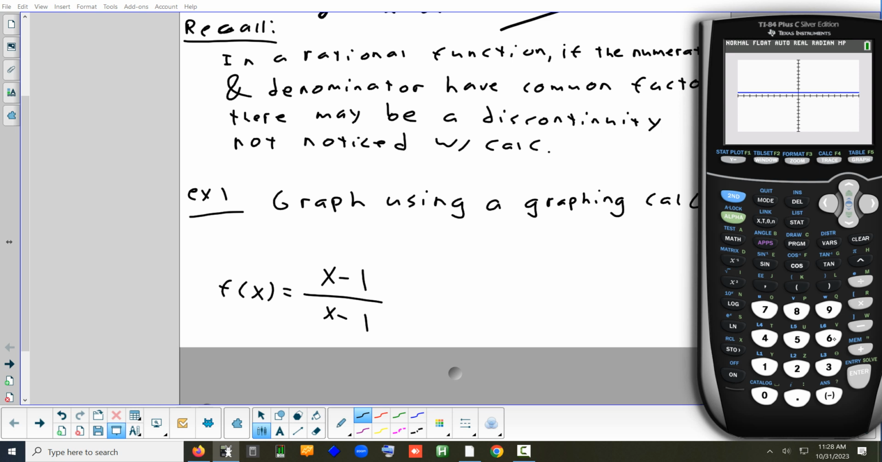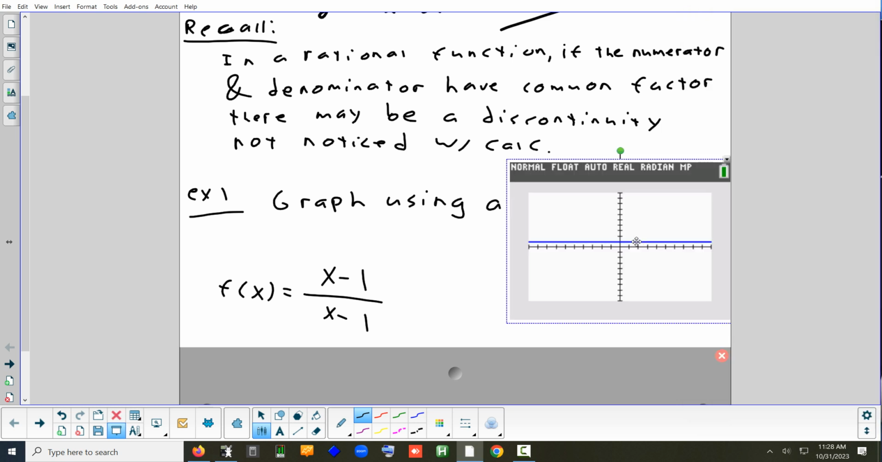Okay, you're dividing two things that are the same. When you divide two things that are the same, what do you get? 1. That's why this looks like a horizontal line at 1. But there's a hole in it at the number 1. So we should have like an open circle right there on the graph. Is there any question why there's a hole in the graph at 1 and not a vertical asymptote?